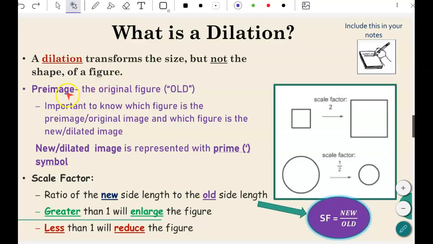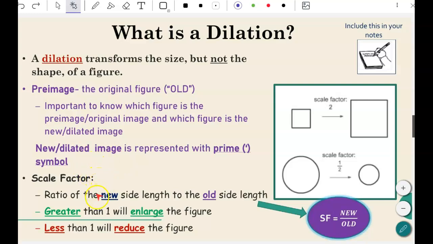The pre-image is the original or the old figure. Important to know which figure is the pre-image or the original one and which one is the new or dilated one. So the new dilated image is represented with a prime, just like we're doing with slides and reflections. So you'll see that little prime symbol next to the point if that's the new one.